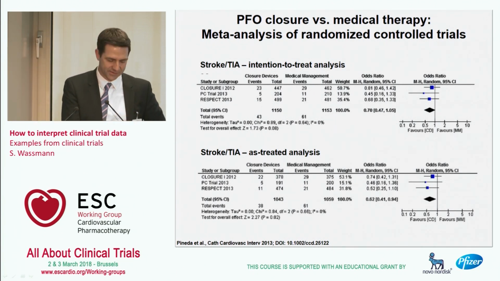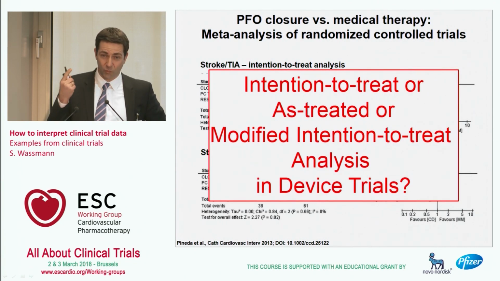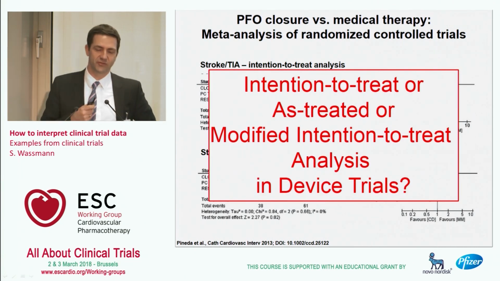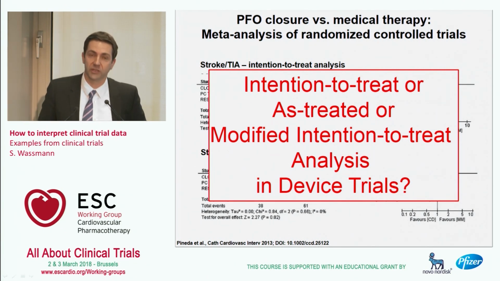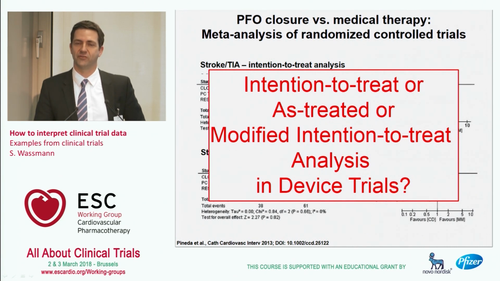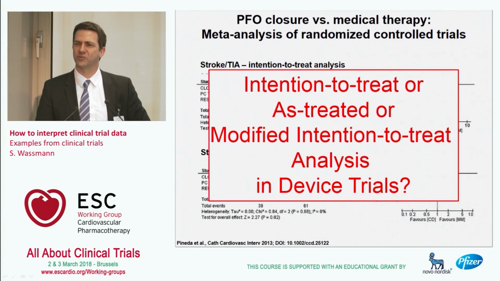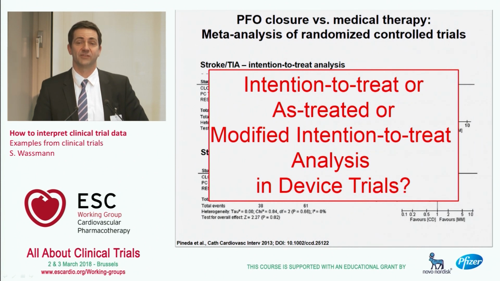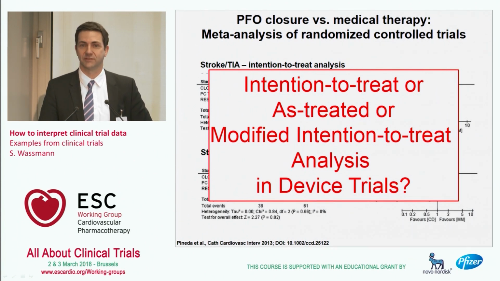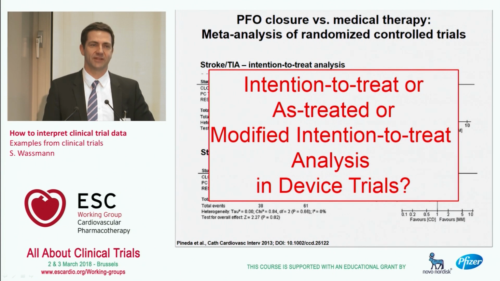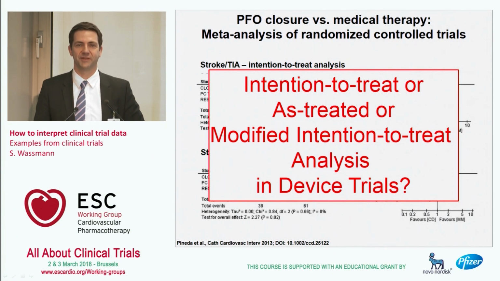So, and now comes my last slide, my question for you. Why should we use intention to treat in medical device trials? Or should we do as treated? Or should we maybe do something like modified intention to treat? So what is your opinion? It's clear the standard of care, the standard is intention to treat. Okay, but this is a perfect example why I think it's not the right way to go. So what should we do in the future? What do you think? There's no right or wrong answer here. Because I have a proposal for you, but what is your opinion?